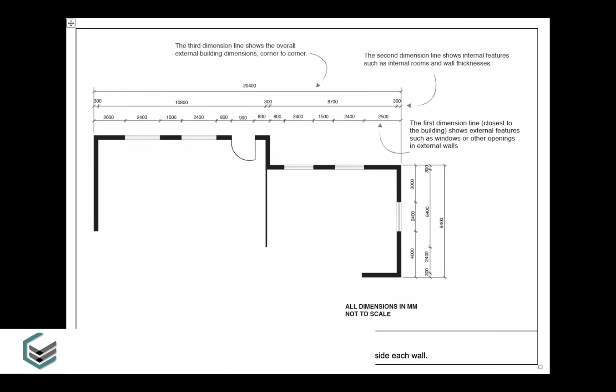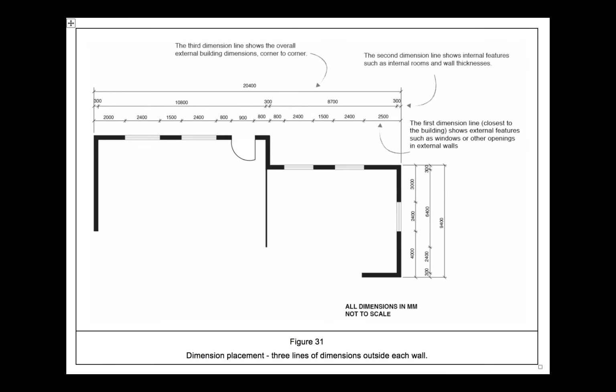So the next step will be to add some dimensions. So dimensions are constructed by referencing features in the following order. So the first line, or the line that's closest to the building, shows external features such as windows and other openings and external walls. The second line shows internal features such as internal rooms and wall thicknesses, and the third line shows the overall external building dimensions corner to corner.